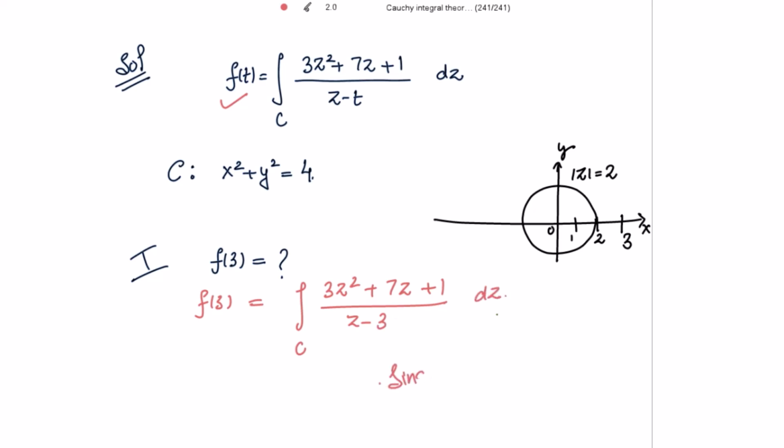Now we need to find the singular points. What are the singular points? The points where the function is not defined, right? That is the point where this denominator is equal to 0. So z minus 3 equal to 0 gives z equal to 3. Now we need to check whether this point lies inside this circle or not. No, this point is lying outside the circle, right?